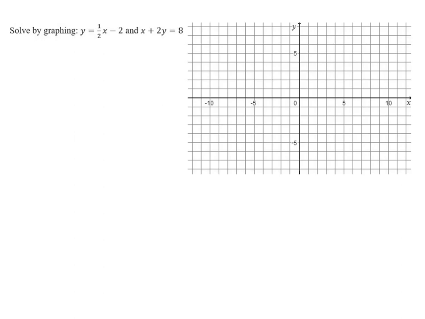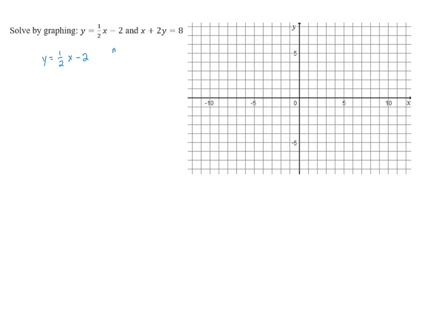Solve by graphing. y equals 1/2 x minus 2, and x plus 2y equals 8. If we start with the first equation, y equals 1/2 x minus 2, we notice that this is already in slope-intercept form, so we can use that to sketch a graph of the line.